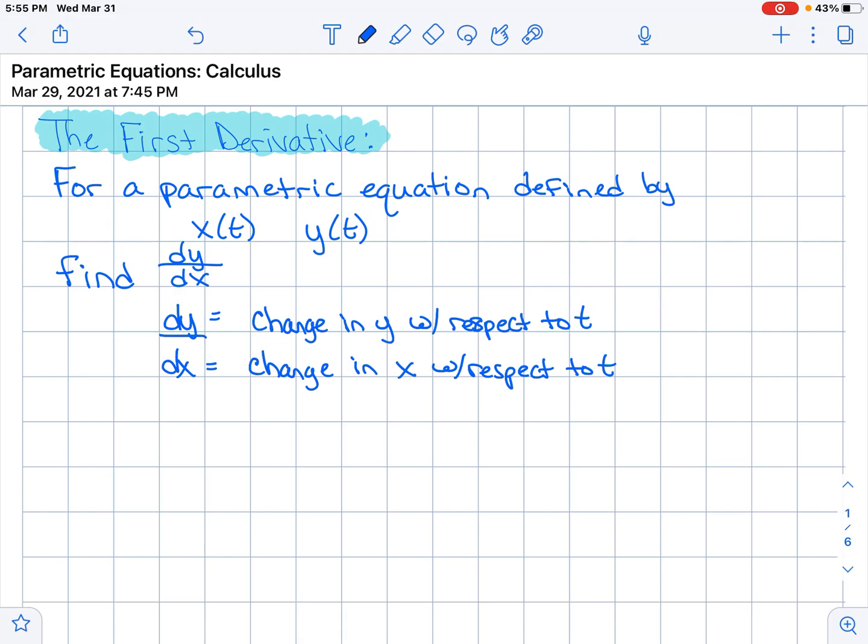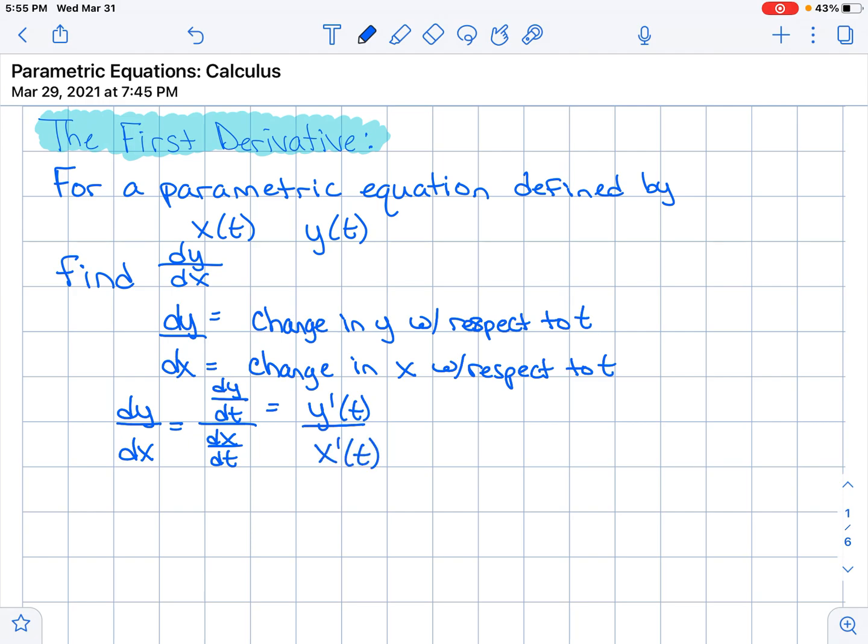Okay, so let's take a look at that. For dy over dx then, dy, we're looking for how y is changing with respect to time. That's dy over dt. And for dx, that's dx over dt. And using the parametric equation that I defined above, x of t and y of t, dy over dt would be y prime of t, and dx over dt would just be x prime of t.